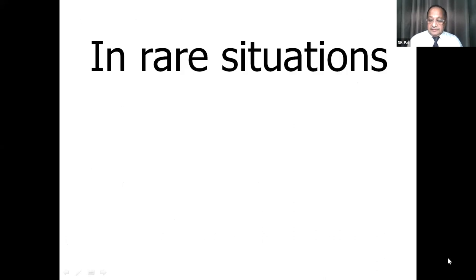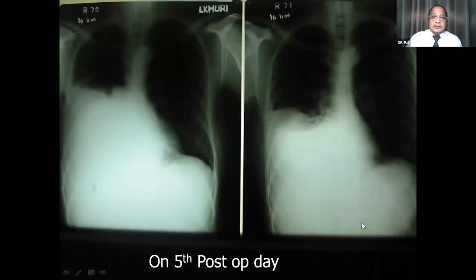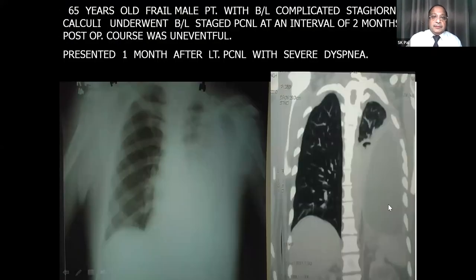Some rare cases like this, there is a pleural effusion postoperatively, post PCNL. One patient came after 1 month. For 1 month after PCNL, he was all right. And now he has come with so much effusion. You don't know whether this is urine or a tuberculosis empyema, what it is. The biochemistry also did not help me much.